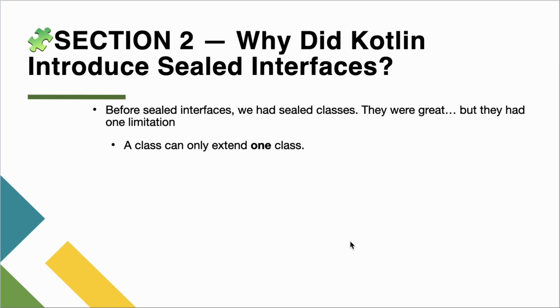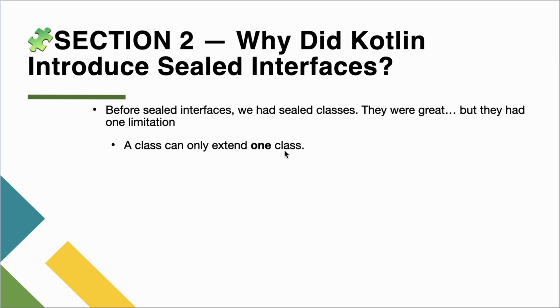It says section 2, why did Kotlin introduce sealed interfaces? Okay. So before sealed interfaces, we had sealed classes. That is absolutely right. They were great, but they had one limitation. And what is the limitation? A class can only extend one class. That is exactly the reason why Kotlin introduced sealed interfaces. So if you already extended something else, boom, sealed class is no longer an option for you.